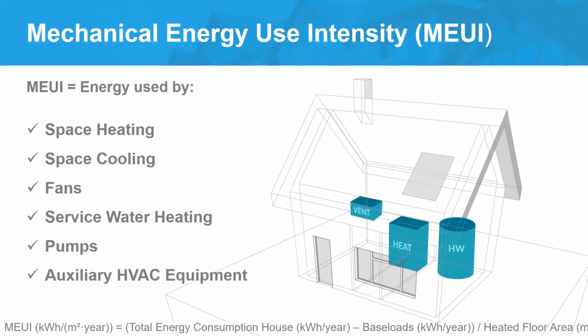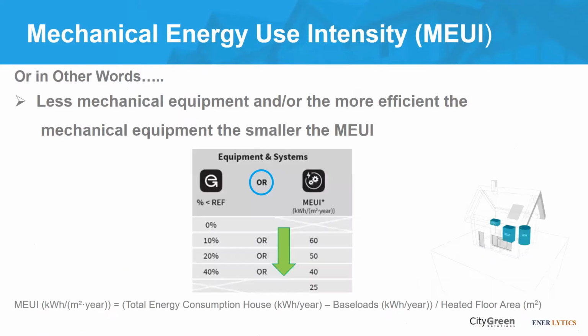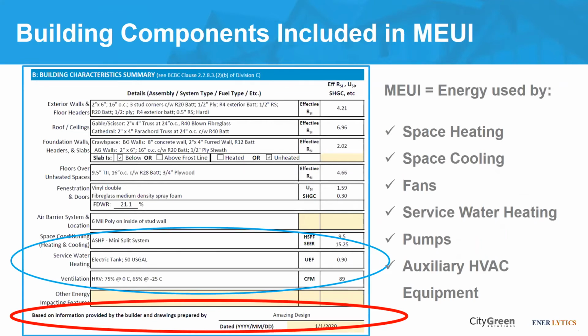So what's included in MEUI? It's energy used for space heating, space cooling, fans, service water heating, pumps, and auxiliary HVAC equipment. In other words, less mechanical equipment or more efficient mechanical equipment allows for a smaller MEUI. When you're looking at the BC Energy Compliance Report, Section B, the elements of MEUI are these ones here: space heat conditioning, heating and cooling, service water heating, and ventilation. So if a builder was not passing on its MEUI target, you would need to recommend a more efficient system for one of these components.